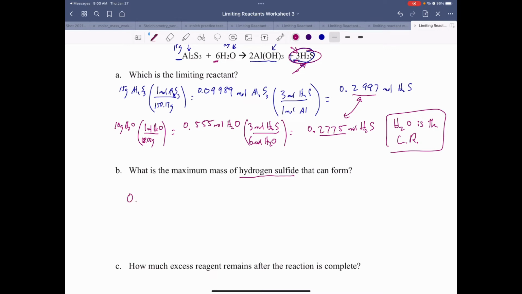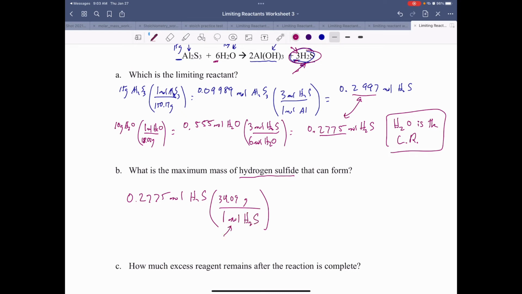So we can only produce 0.2775 moles of hydrogen sulfide. So all we got to do is get the mass now. So hydrogen is 1.01. We got 2 of those plus sulfur, which is 32.07, plus 2.02. That's the 2 hydrogens. 34.09. So 34.09 grams for 1 mole of H2S.